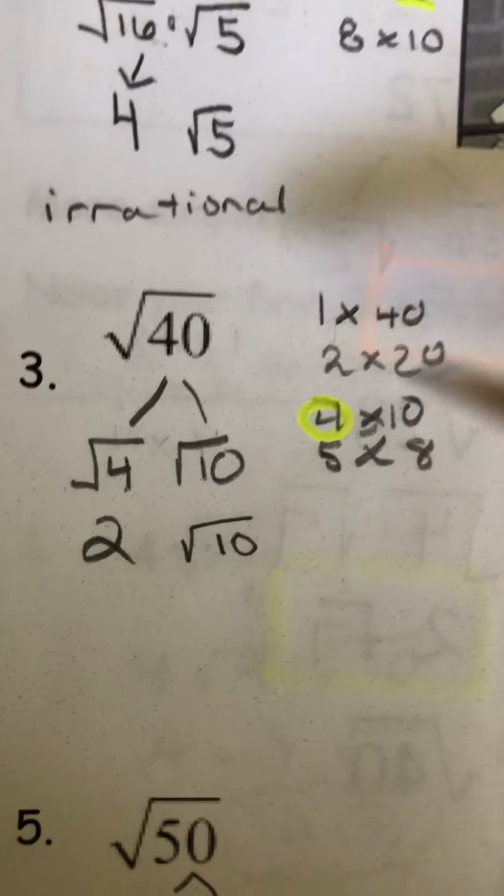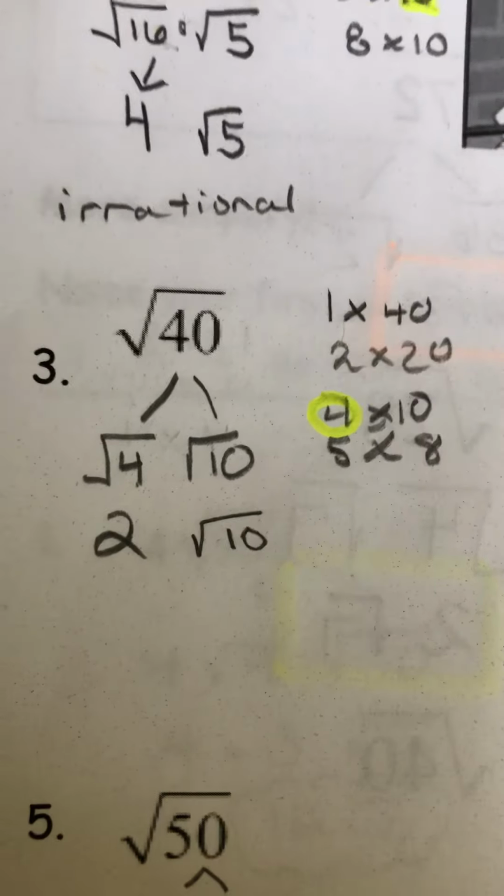Now the biggest perfect square is 4. So I write this down as 4 times the square root of 10. The square root of 4 is 2. Leave the square root of 10 alone.